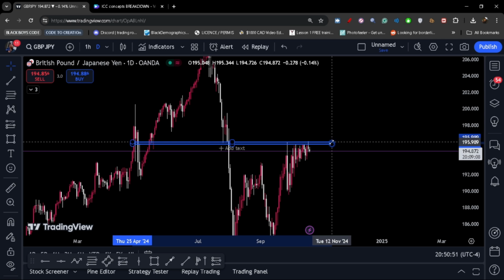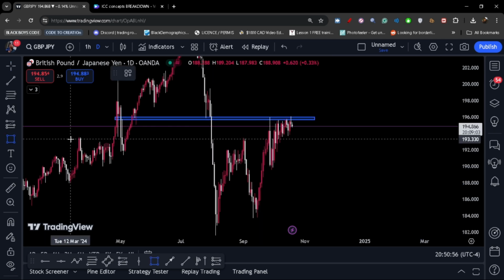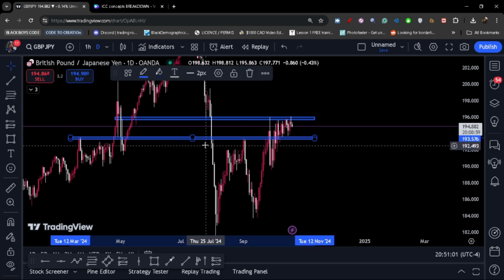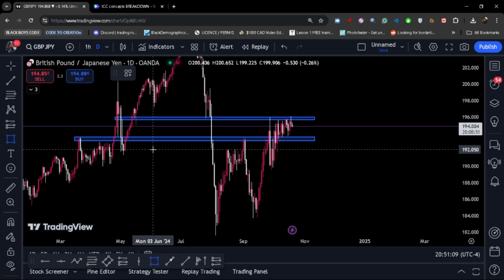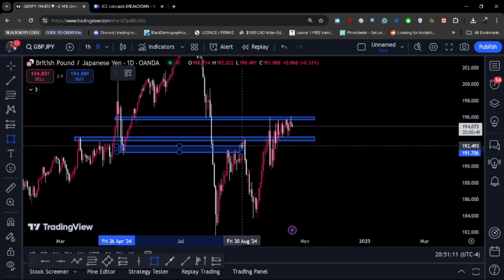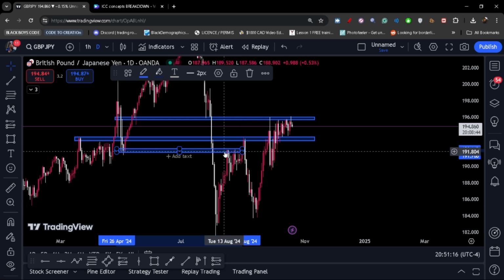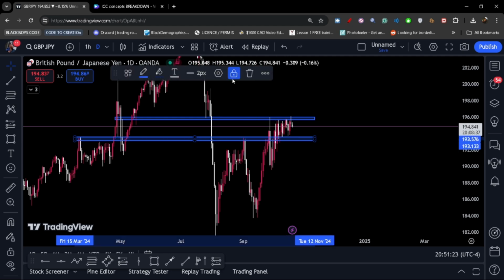The next area of interest I see is this area right here. The reason I have this marked up is because we actually had this area of interest in the past, and as you can see, price was rejecting for days until it finally bought up, took out the highs and then sold back down. And this sell was pretty massive. So that's why I have this marked up as my area of interest. That's the first thing.